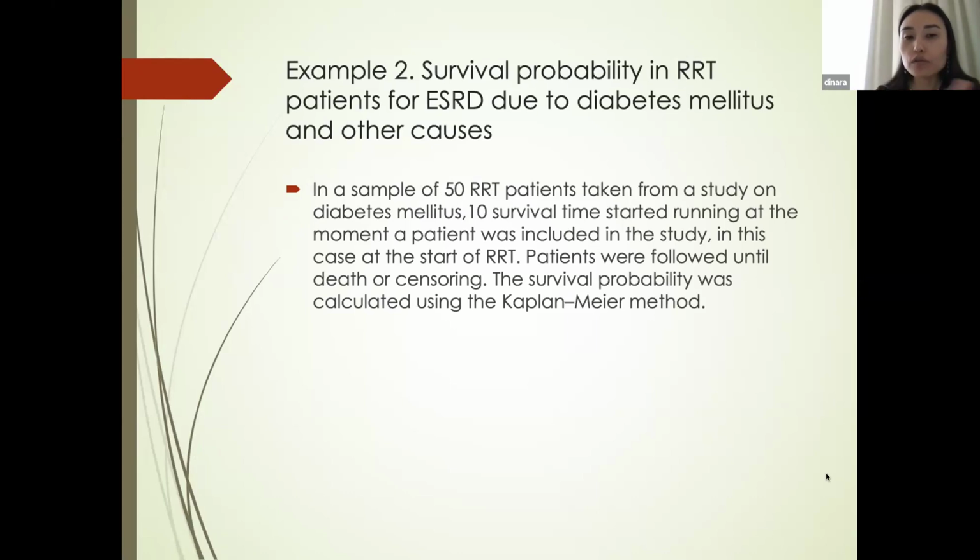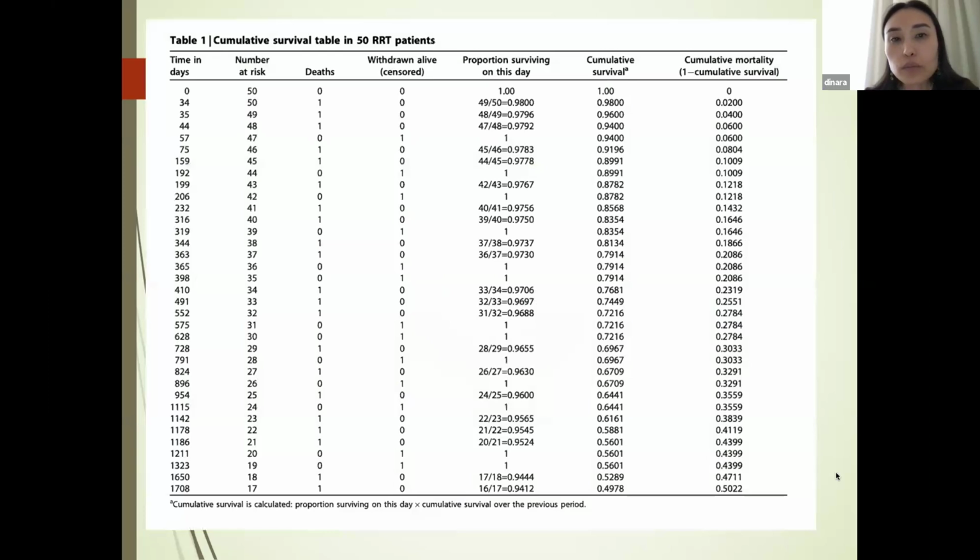Survival time started running from the moment of the start of RT, and patients were followed until death. All-cause mortality was the event of interest, or censoring, and we use the Kaplan-Meier method to estimate survival probability. And this is the table that usually the statistical software does, but I would like to explain the calculation.